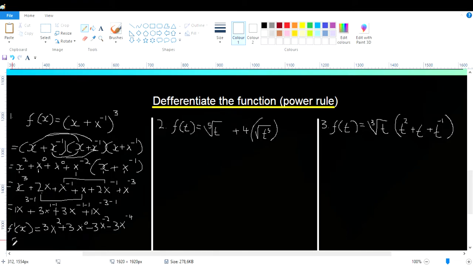Okay, let me try to simplify this answer. This is 3x squared. Then here is 1, x to the power 0. Any number to the power 0 is equal to 1. So 1 times 3 is equal to 3.